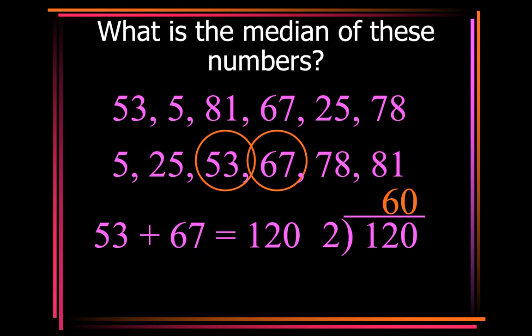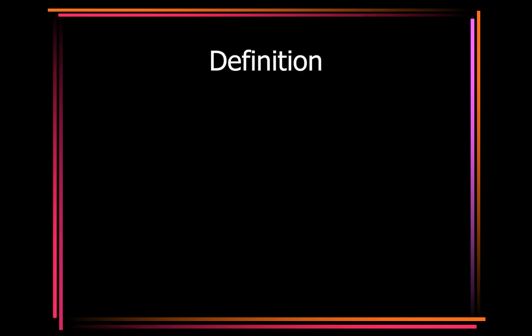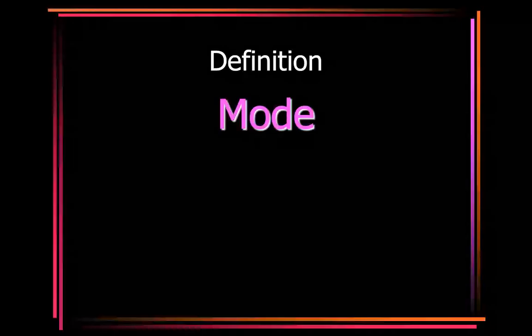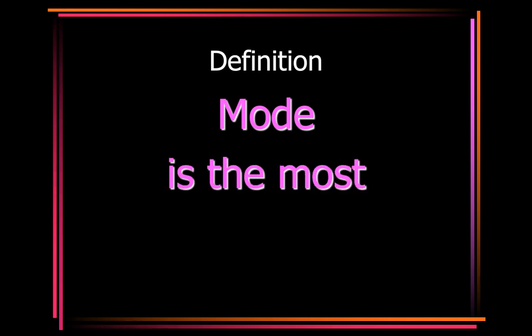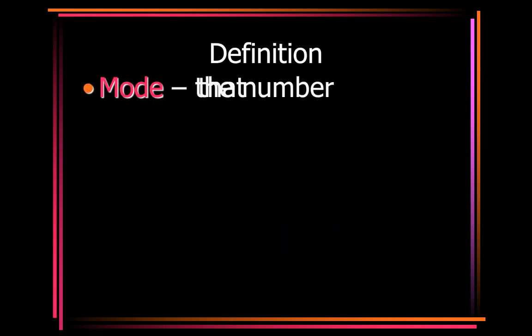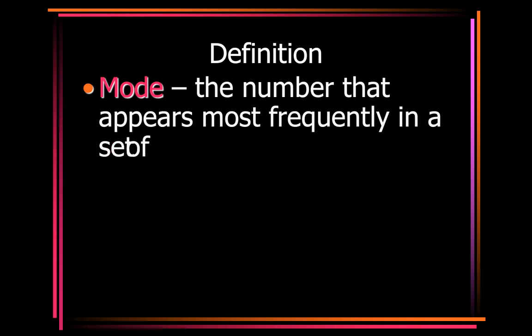Okay. Now we have mode. Well, the mode's the most popular in the group. It's the one that shows up the most. So if I have a list of numbers, it's the number that appears the most frequently in a set of numbers.